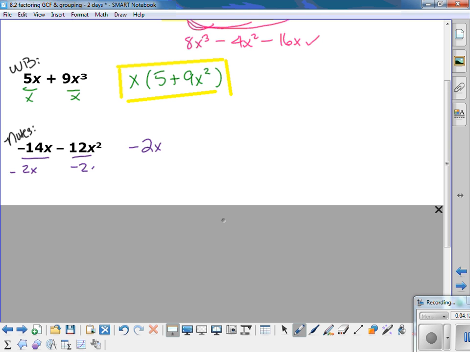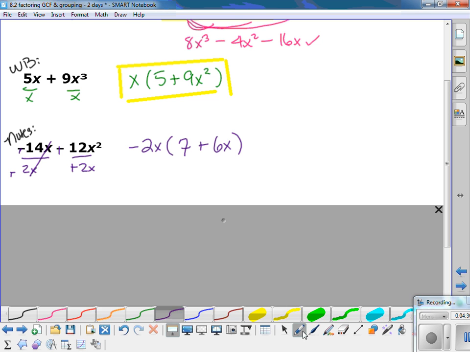from each of them. And if I do that, my negative divided by a negative becomes positive. Here the x's cancel out. So 2 goes into 14 7 times. And then again, the second term is positive. 2 goes into 12 6 times. And there's also one more x on top. So the answer ends up being negative 2x times the quantity 7 plus 6x.